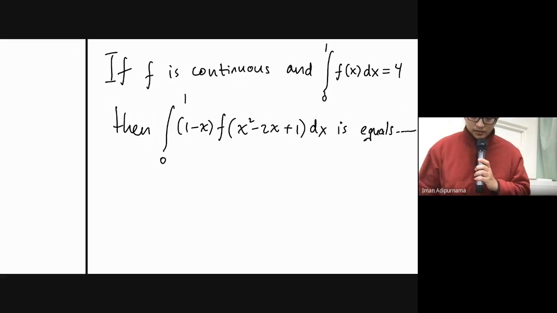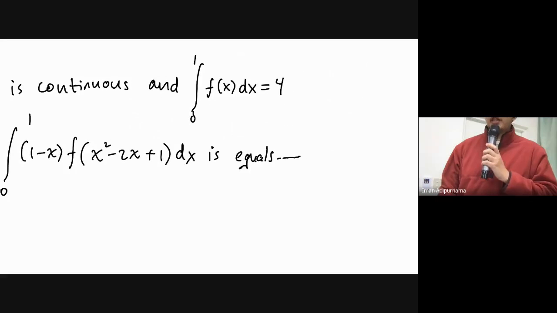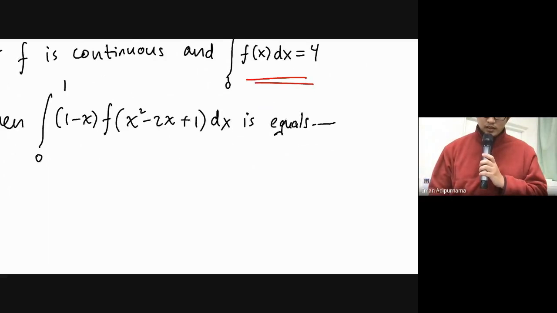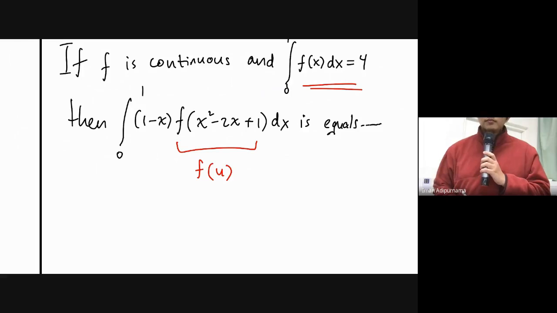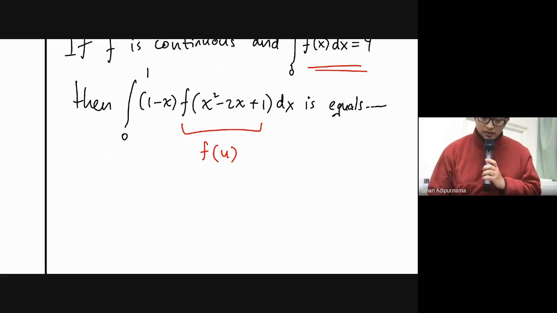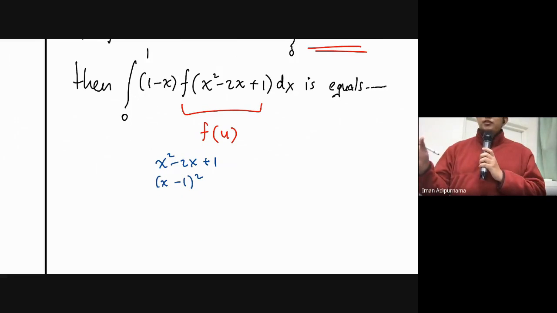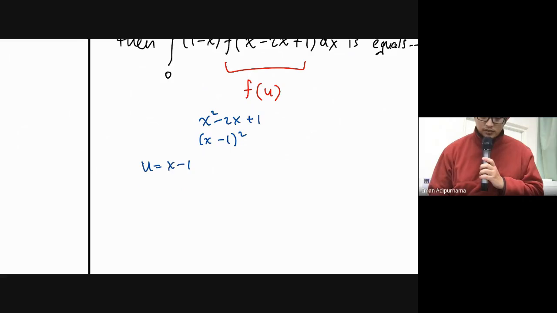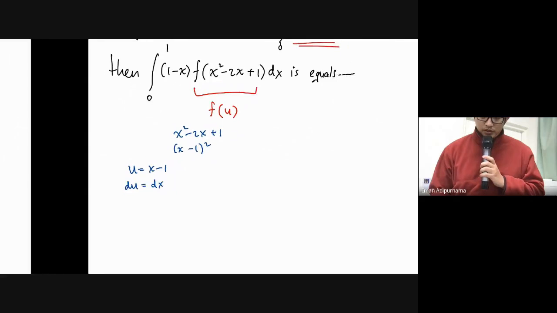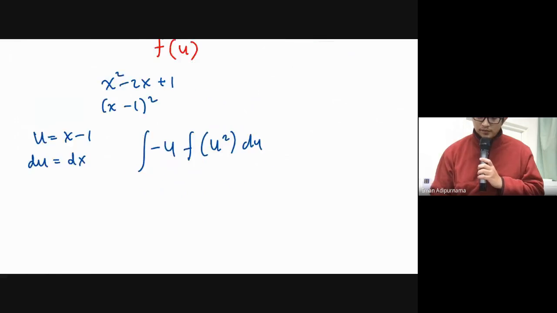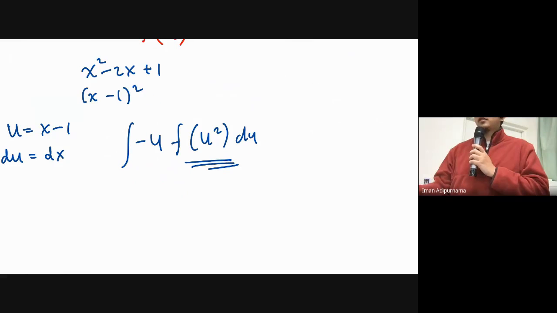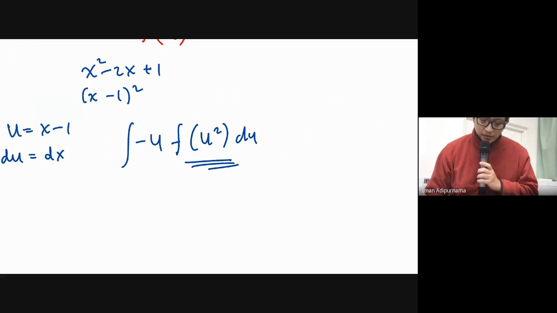So the idea for the question is, you see the information this question gave, the integral of f(x) dx equals 4. So the idea is to make this f have the form f(x), or maybe I will write another variable, maybe u. You can check this x squared minus 2x plus 1, you can factorize it to become (x minus 1) squared. Maybe the first time you try u is x minus 1, and then du is dx. But you have the minus u, and then this is f of u squared, right? And then you get stuck here. But actually, you can substitute many times. You can substitute one more, and it will be maybe v.